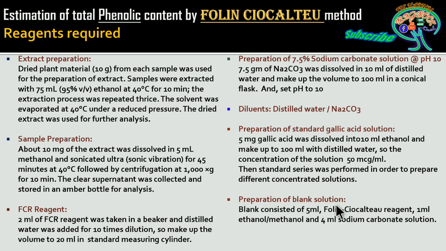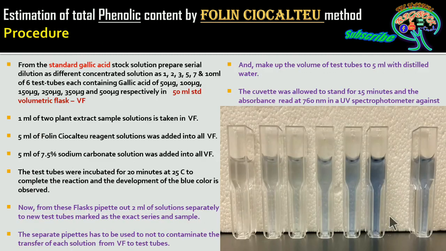Now further is the preparation of the blank. As usual, the blank will be other than the sample and the standard stock solution. So the blank consists of 5 ml of Folin-Ciocalteu reagent, 1 ml of ethanol or methanol, any of that, but if you use methanol it will be good because in the sample you are using methanol, and 4 ml of sodium carbonate solution. So this is regarding the blank.